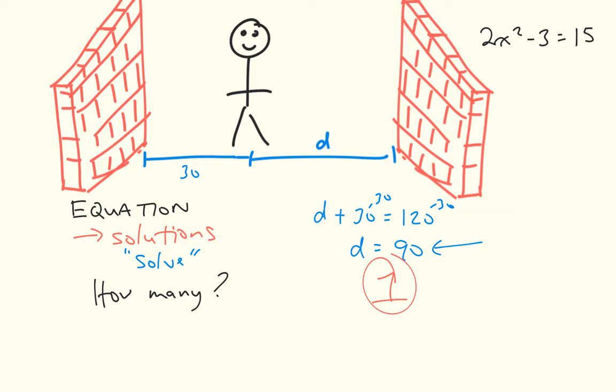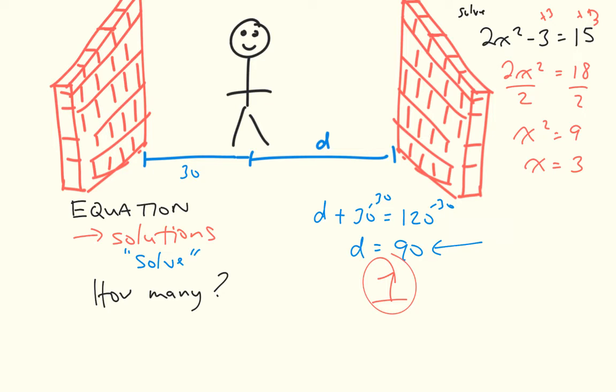2x squared minus 3 equals 15. Now, if I asked you to solve that, you would know what to do. Well, I need all the variables on one side. I'm going to need to move 3 to the other side by adding 3 to both sides. So 2x squared equals 18. I'm going to have to divide both sides by 2. And I'll get that x squared equals 9. And we all know that if x squared equals 9, then technically what we need to do is square root both sides, but we know that x equals 3, and there is the solution.